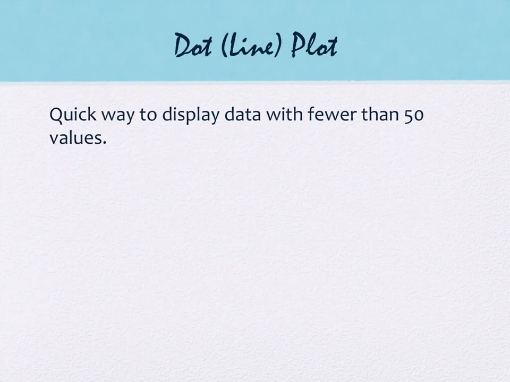Okay, so very closely aligned with a pictograph is a dot or a line plot. We're going to call it a dot plot. There are some resources that call this a line plot, but I don't want you to confuse this with a line graph, which we will have later. So we're going to call it a dot plot, okay? So this is a quick way to display data with fewer than 50 values. Okay, something fewer than 50 going on.